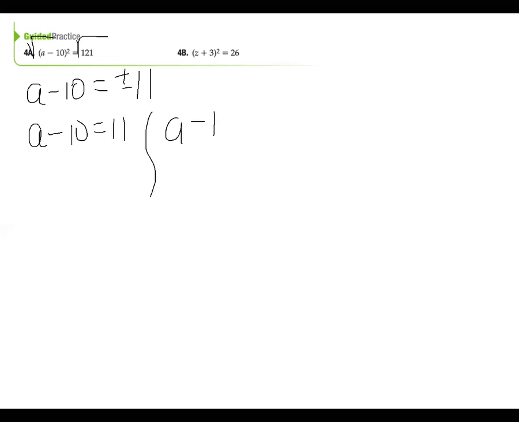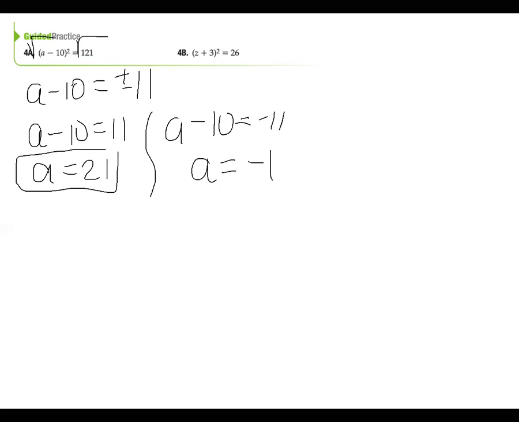All right, we're back. So the first one, you take the square root of both sides and you get a minus 10 equals plus or minus 11. So you have a minus 10 equals 11, or a minus 10 equals negative 11. So here you add 10 and you get a equals 21. Here you add 10, you get a equals negative 1.